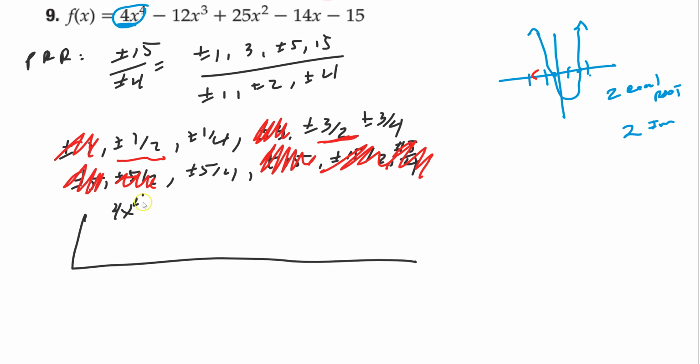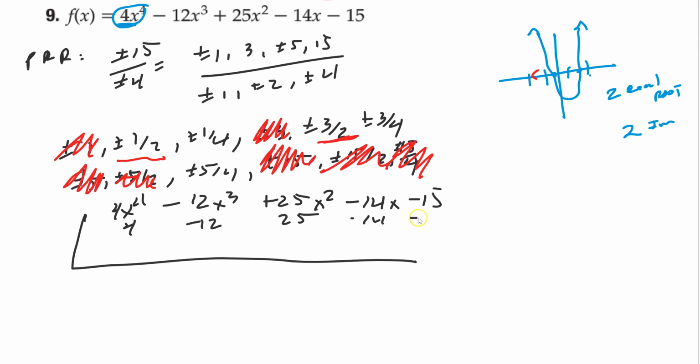Let me just rewrite it first. These are big numbers. Alright, so we're going to have 4, negative 12, 25, negative 14, negative 15. Remember, the whole goal is to have a 0 here. We want a 0 there. And it all depends on what we want to try first. I think I said I was going to try 3 halves first, so let's do that. Because that looks like 3 halves to me. Doubling it. We have better luck than I had last time.